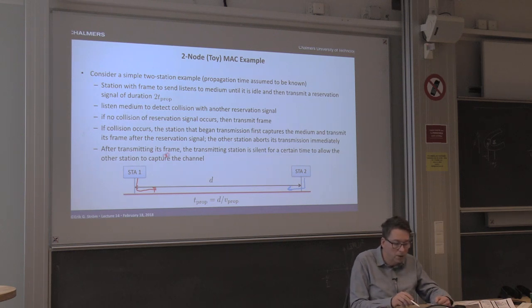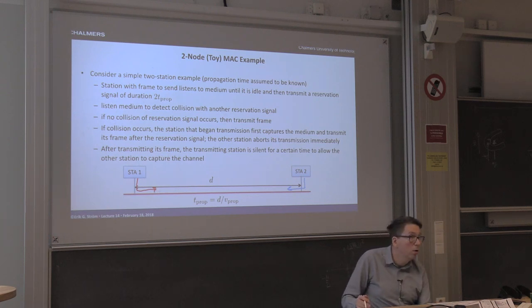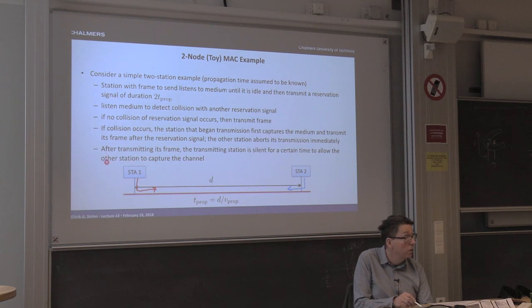And after station number 1 has transmitted its frame, it waits for a certain time to allow station number 2 to potentially capture the medium for the next time. Okay? So the last part here is critical for fairness, as we will see. Okay. Any questions on the protocol before we see the timing diagram?